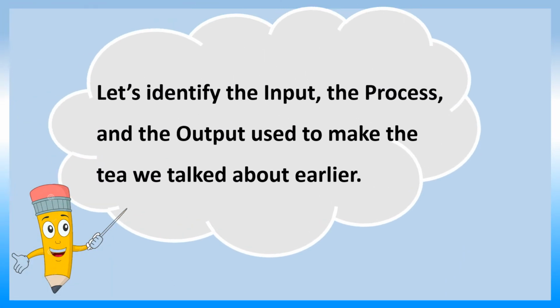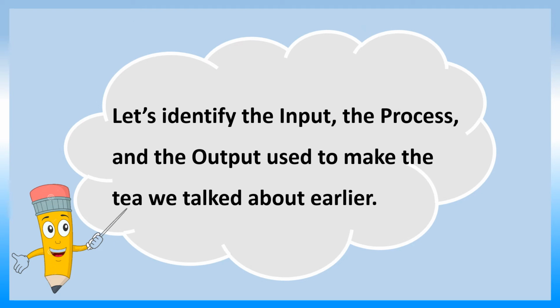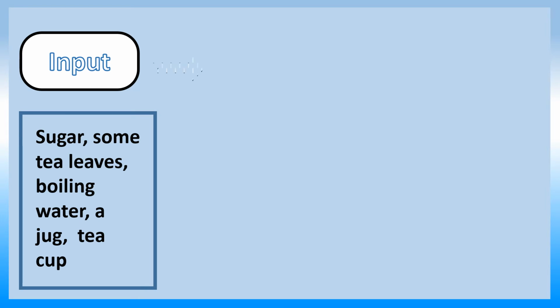Let's identify the input, the process, and the output used to make the tea we talked about earlier. What is input? Sugar, some tea leaves, boiling water, a jug, a teacup. That is our input.